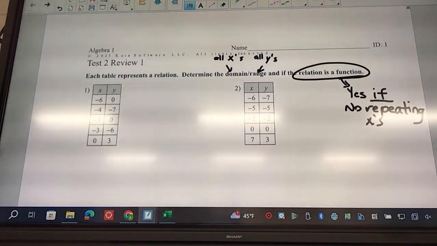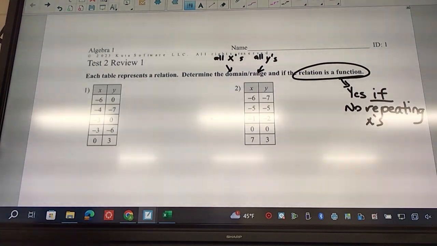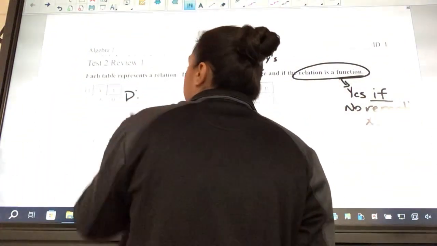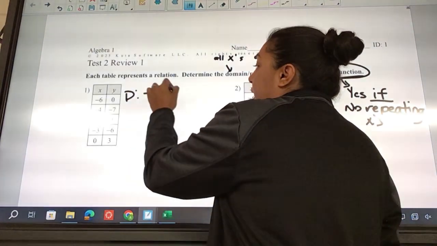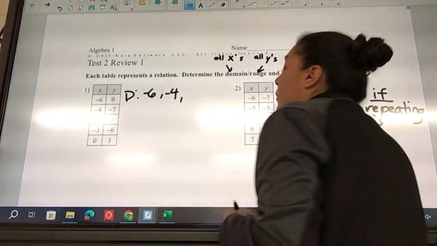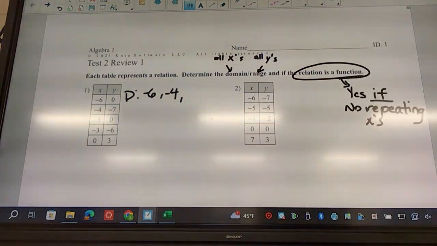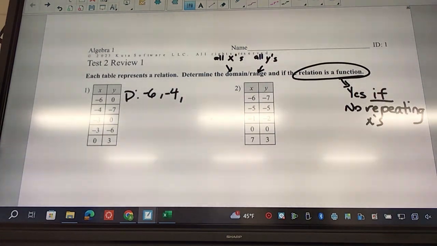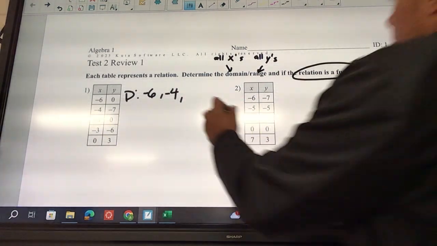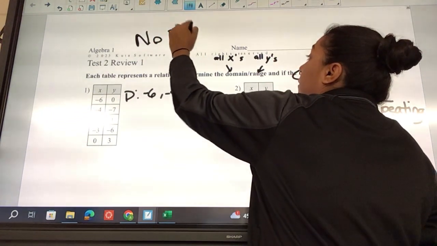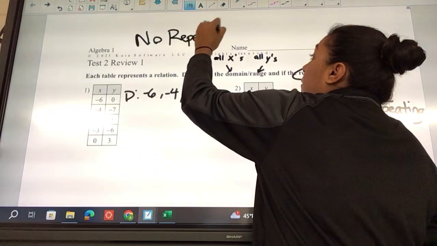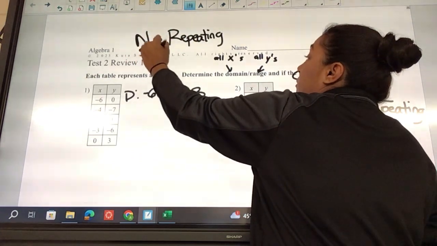Okay. So really the domain we list out, so we're going to say the domain, and we're going to list all these x's. So -6, comma, -4, comma. The biggest mistake people make is on the domain and range. So see how there's two -3's on the list? We are not allowed to write those twice. We only write it once. Okay? So no repeating on the domain and range.